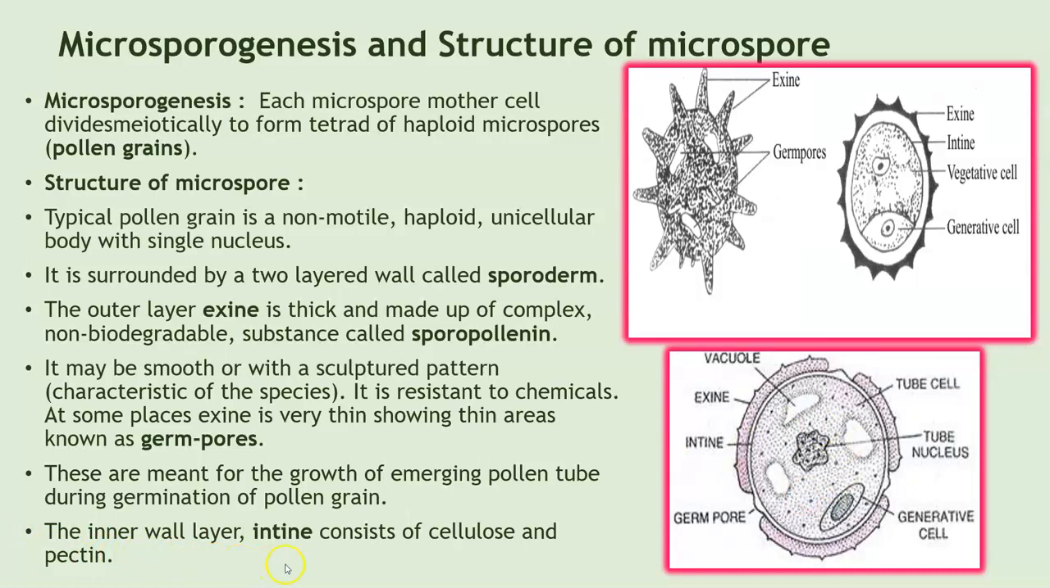Now the inner wall layer, that is the intine, consists of cellulose and pectin. So the inner wall that is there, which is the intine, is nutritive in nature and it contains cellulose and pectin. So this is the typical structure of a pollen grain.